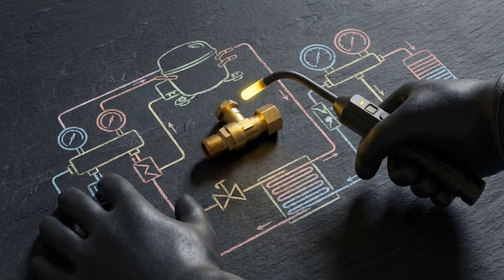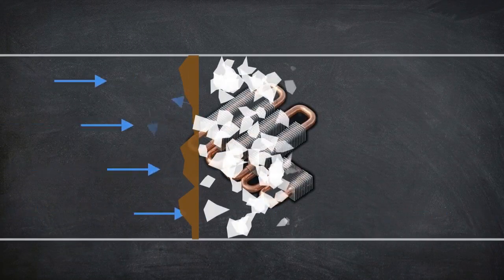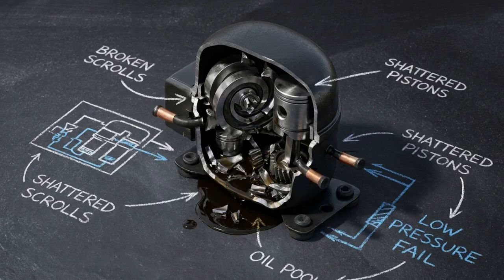Is the system leaking refrigerant, or is a severe airflow restriction suffocating the evaporator coil? Guessing wrong here results in wasted refrigerant, permanently frozen coils, or a compressor destroyed by liquid slugging.